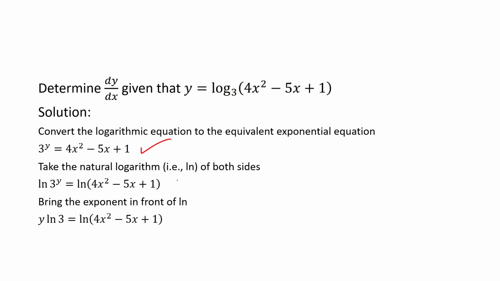Now, we're going to take the natural logarithm of both sides, and then we're going to bring the exponent in front of the ln. We've seen this move a lot. We bring that y in front, and we get this. And now, in a moment, we're going to multiply both sides by 1 over ln 3. If I multiply y times ln 3 times 1 over ln 3, I get y. And if we multiply ln of that quadratic times 1 over ln 3, we get literally 1 over ln 3 times the ln of that quadratic.